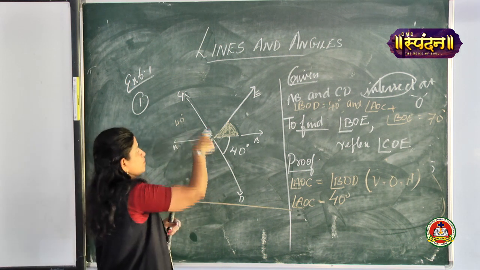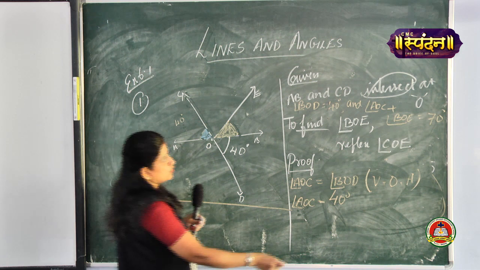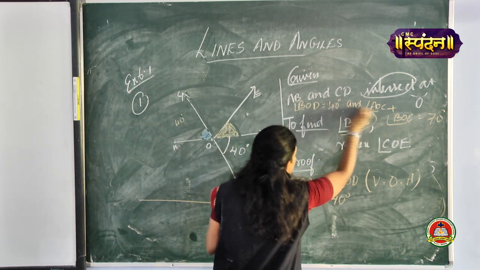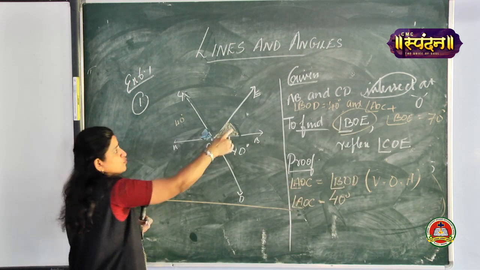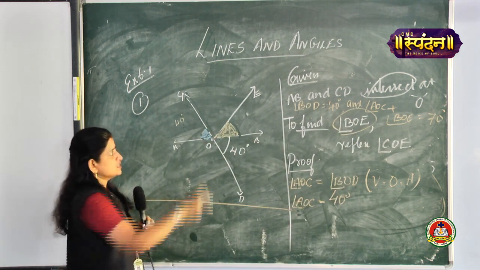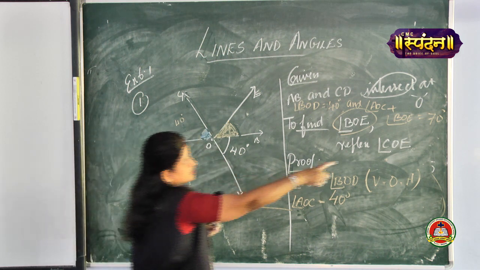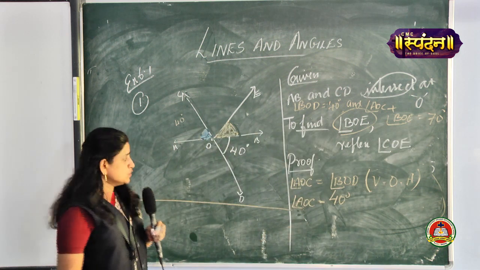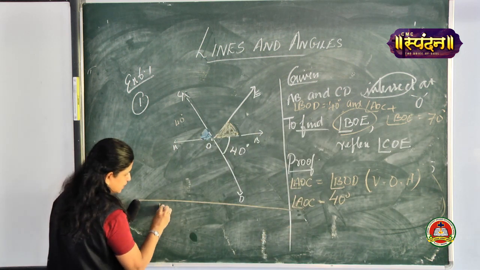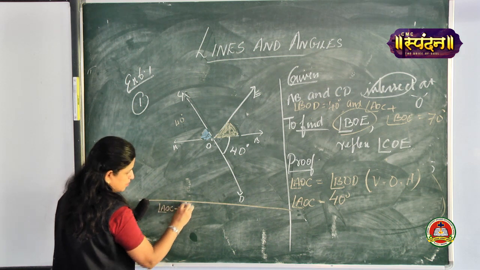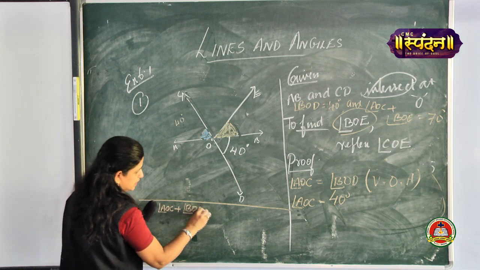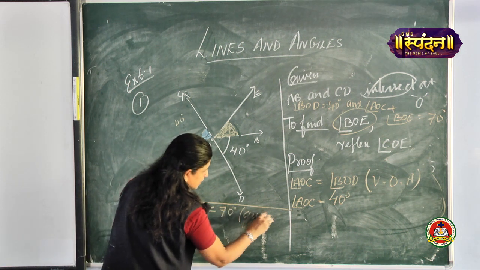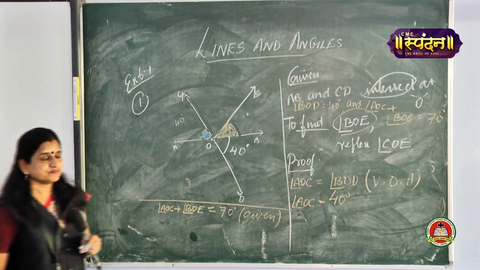Now I got 40 over here, angle AOC. So what is my next question? I have to find angle BOE. How to find BOE? See whether any condition is given between these two angles. It is given over here, angle AOC plus angle BOE is equal to 70 degree. So I will write it over here, angle AOC plus angle BOE is equal to 70 degree. In bracket you will be writing given over here.